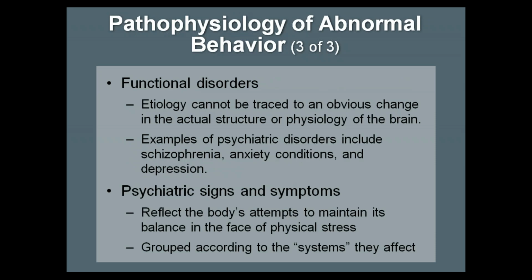Functional disorders: etiology cannot be traced to an obvious change in the actual structure or physiology of the brain. Examples of psychiatric disorders include schizophrenia. Schizophrenia is very tough. You'll be talking to them one minute, and they go out left field, and they come right back. It's tough to say, especially with personality disorders and those types of things. It's tough because, are they medicated? Are they not medicated? Where are they at in their therapeutic regimen?